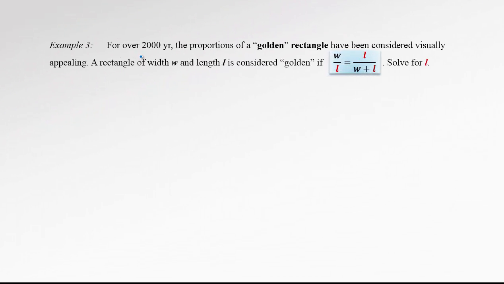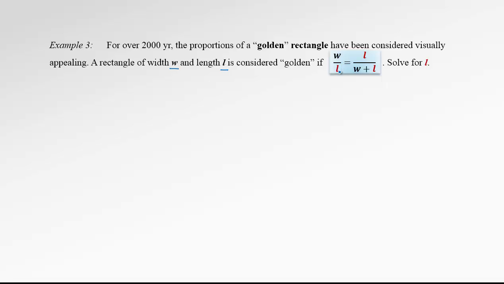The next example refers to the shape of a golden rectangle. What is a golden rectangle? This is a rectangle with the most visually appealing proportions. So what are they? Well, if we name the width of the rectangle W and the length L, the proportions of a golden rectangle satisfy the following condition.